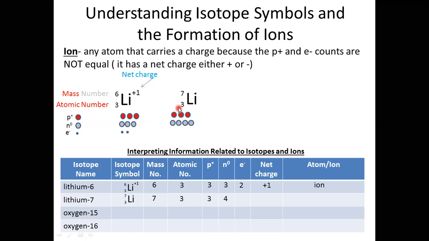3 plus 4 makes 7. Now notice there's no net charge here. So net charge, remember, relates to the total number of protons compared to electrons, because those are our two charged particles. So our protons and our electrons here have to be equal. That's what would make a net charge of 0.